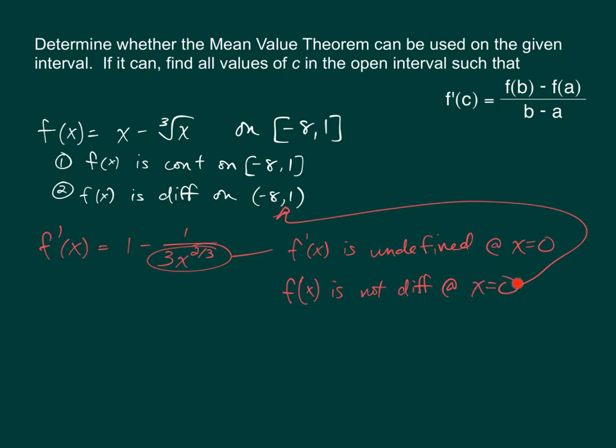And so since it's not differentiable at 0, we cannot apply it. So the mean value theorem cannot be applied in this situation. How about we take a look at an example where it can be applied so you can know how to proceed after you find that the MVT will work.